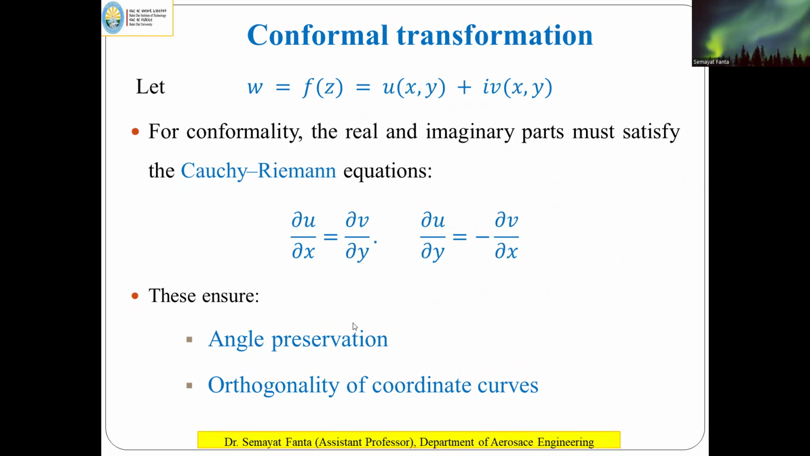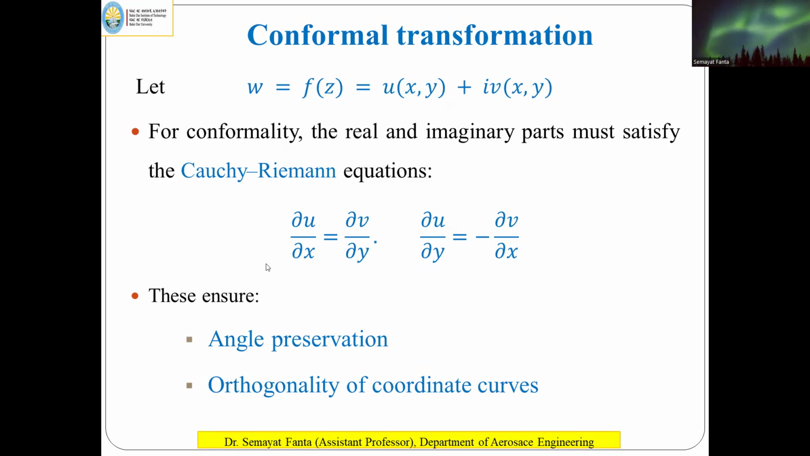So let W is equal to f of z, which is equal to u of x, y plus i v of x, y. So for the conformality, the real and imaginary parts must satisfy the Cauchy-Riemann equations. The Cauchy-Riemann equations show that du/dx is equal to dv/dy, and du/dy is equal to minus dv/dx. So this is called the Cauchy-Riemann equation.